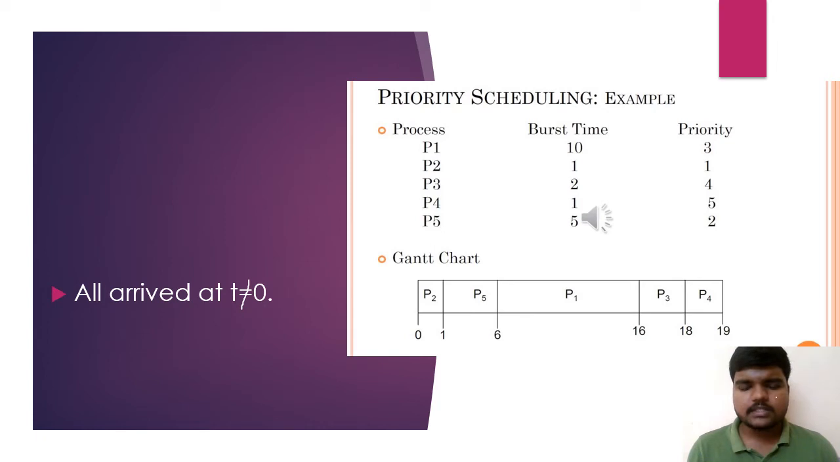In the Gantt chart you can see that the first execution of P2 is done within 1 millisecond, because its given priority is 1. Next is P5, because it has priority 2, and later on it goes like priority 3, 4, 5 corresponding to those burst times. The Gantt chart representation is here.